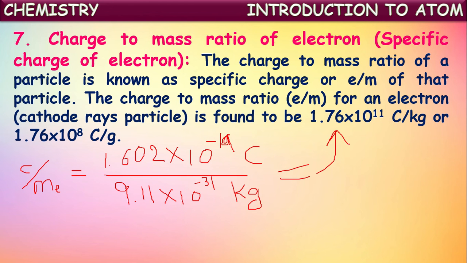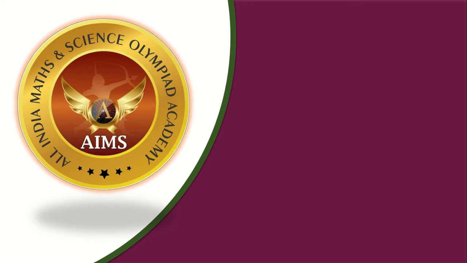This is actually the highest value among the remaining fundamental particles also. The specific charge is the highest for electrons because its mass is very negligible. They have very small mass, so the denominator value is very small, so the overall value will be the highest, isn't it? So specific charge of electron is highest actually. Right? This is about the properties of cathode rays or electrons.